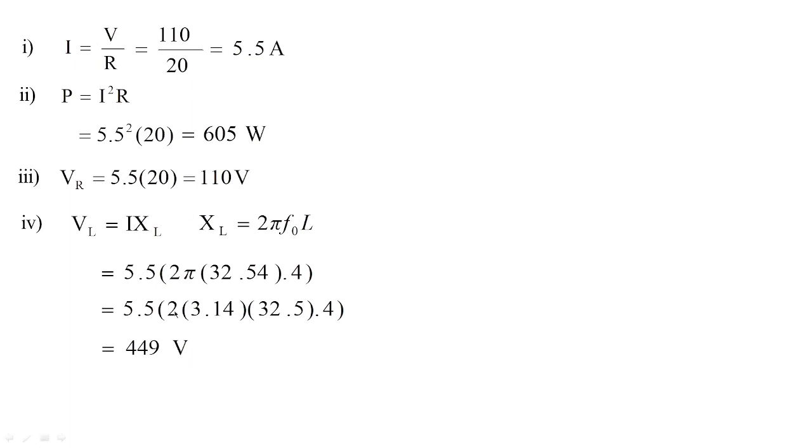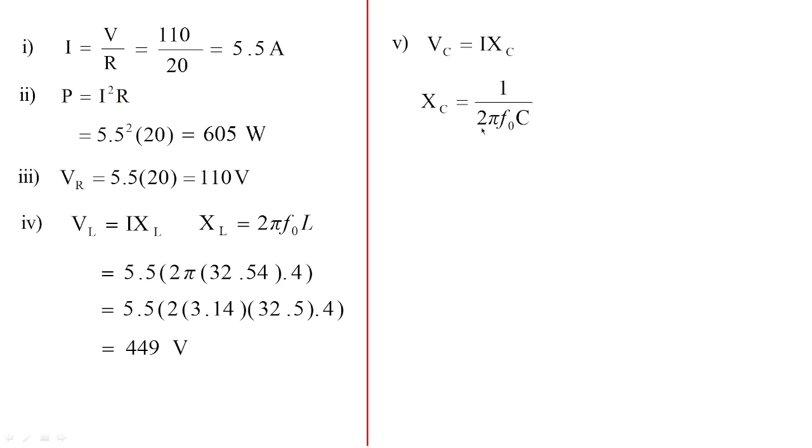Now this has to be matched with the capacitive voltage. How do we do that? For that, the formula for capacitive voltage is I XC. What is XC? XC is nothing but 1 by 2 pi F naught C. Just now we estimated the value of F naught. So substitute the value of F naught as 32.5, the value of pi as 3.14, 2 as it is, and capacitance is 60 microfarads. Micro indicates 10 to the power of minus 6 in the denominator.